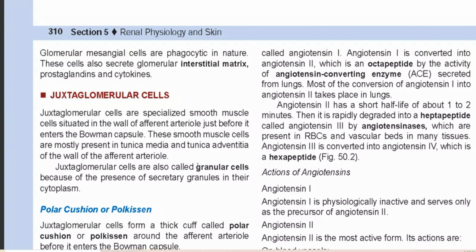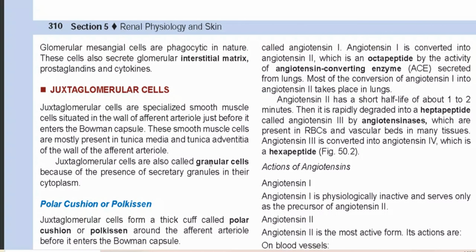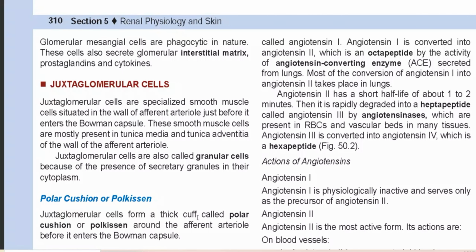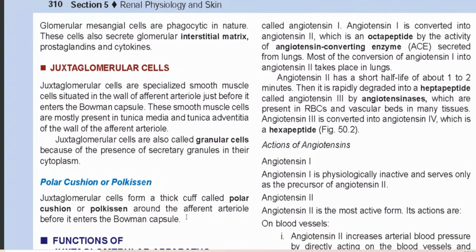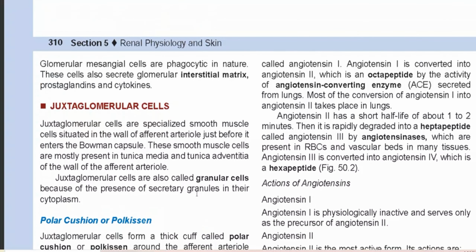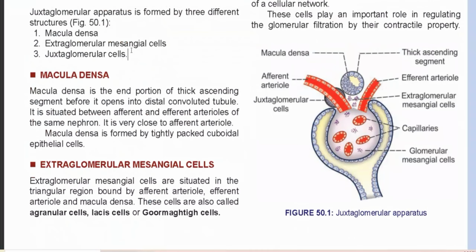This type of cells forms a thick cuff, which is called the polar cushion, around the afferent arteriole before it enters into the Bowman capsule. So these are the three important types of cells which we discussed here: macula densa, extraglomerular mesangial cells, and juxtaglomerular cells. Now there are important functions here.